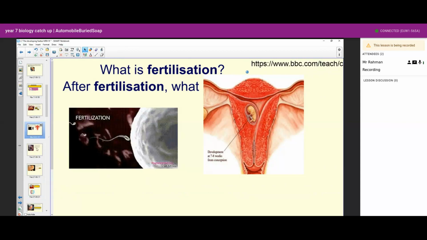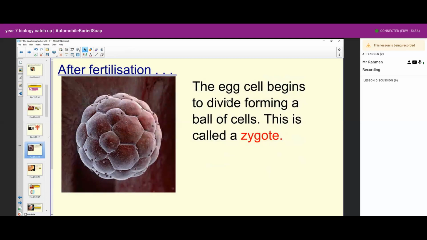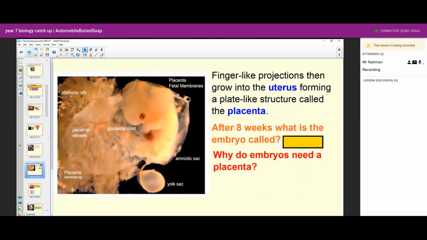After fertilization, as we said, the egg cell begins to divide, forming a ball of cells. This is what happens after an egg cell fuses with a sperm cell. We call this a zygote. Once this zygote develops into an embryo, you can see on the picture that you might notice quite a big head, a small black eye, and an arm.